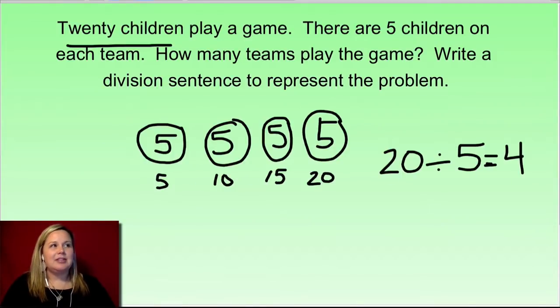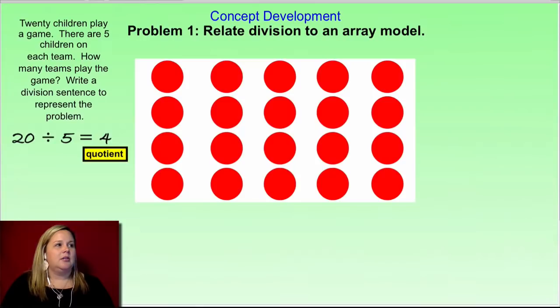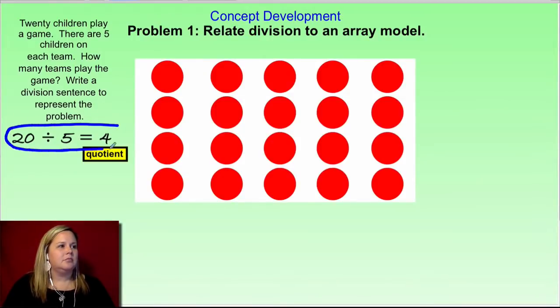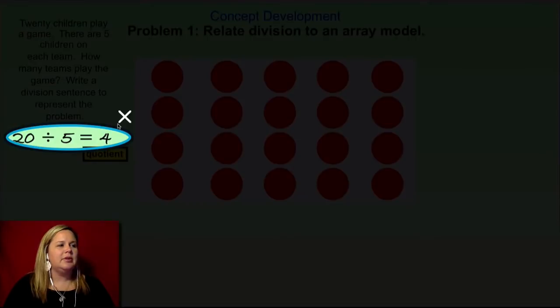So 4 teams play the game would be the correct answer for this problem. Now, let's look into seeing how we can turn this problem and relate it to an array. If you look up in the top corner, I have the same problem again that we just did, but then I drew an array that goes along with it. Another thing I want you guys to notice is in this problem down here, 20 divided by 5 equals 4.